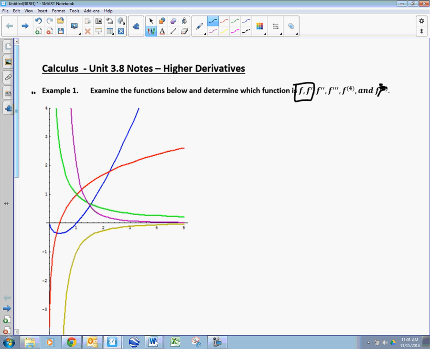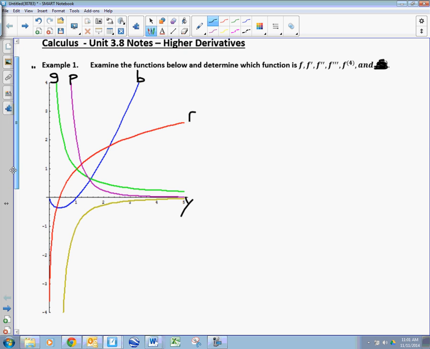Let's look at the first example. Here's the notation that I'm familiar with. It says examine the functions below, determine which function is f, f prime, f double prime, f triple prime. After 3, I often see this notation, a 4 and a 5. We don't quite have that many up here. We can cross that one off, but we want to identify which is which. I know that you don't have color, so let's just call this G for green, P for purple, B for blue, R for red, and Y for yellow.